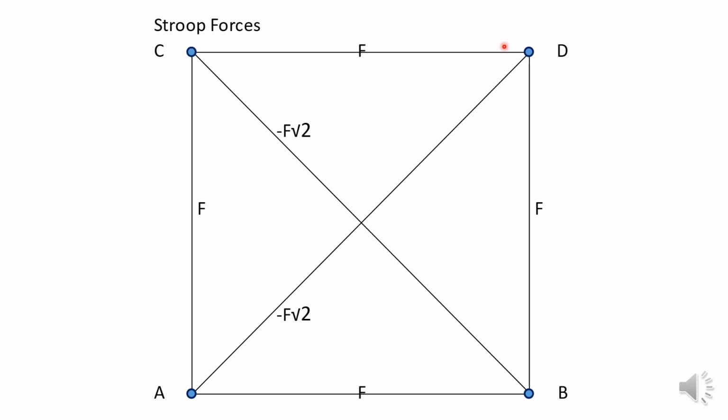So what we have here is F on the outside edges, outside members, and minus F root 2 on the diagonals. I have not put in any arrows to indicate direction of forces. That's because the F could either be positive or negative. A positive force indicates tension, negative value indicates compression. So the F can be negative here also in all of these. Then the compressive force will switch to tensile and vice versa. So these are the Stroop forces. It's a square, so on all outside sides you have F, the same value F.